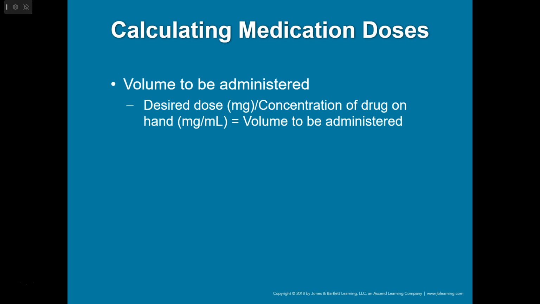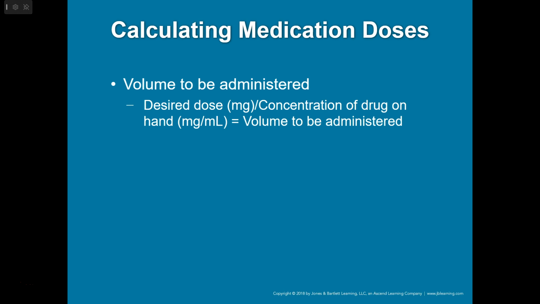For example, let's say fentanyl. Desired dose is 50 micrograms. Our concentration of drug on hand, say we have 100 micrograms in 2 milliliters. So we have to take our 50 micrograms divided by the concentration. I don't have any way to show you on the screen here, but that would be half of a milliliter.